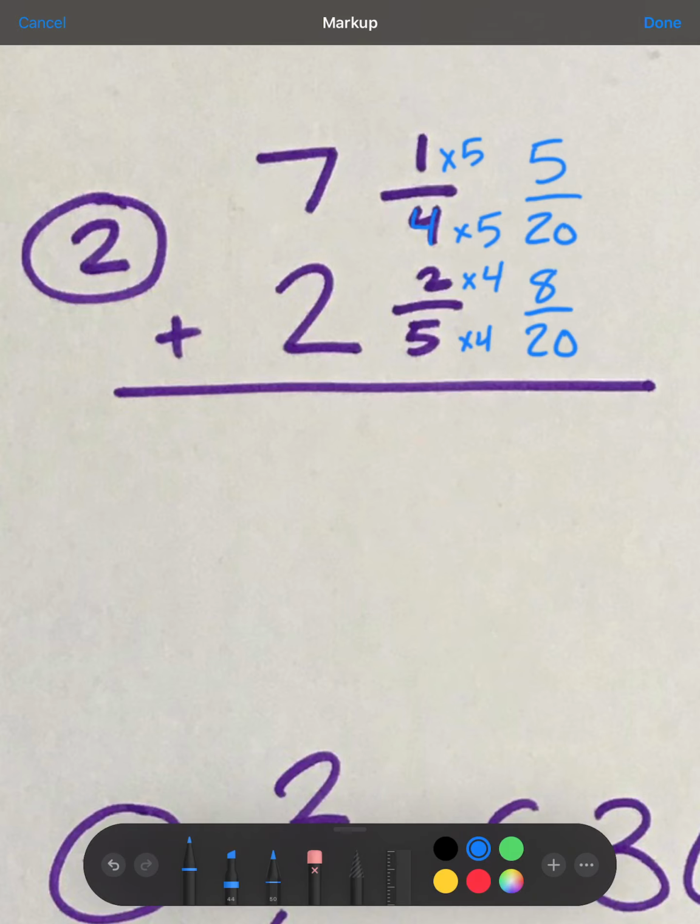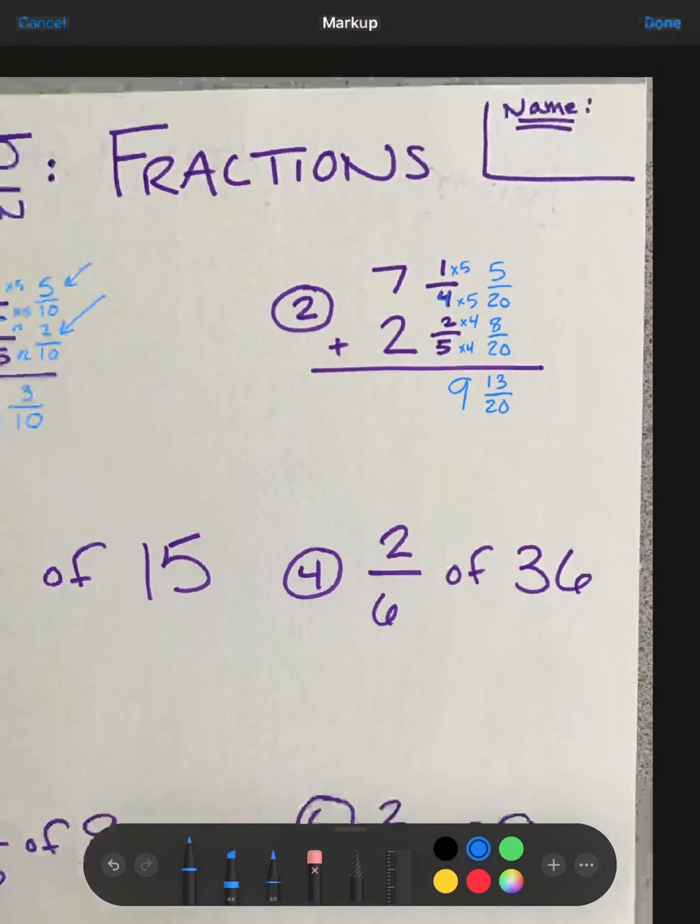So now, because I'm adding, I can add those top numerators together, but always remember, keep your denominators the same. 5 plus 8 is going to give me 13, and 7 plus 2 is going to give me 9. So my final answer is 9 and 13/20.